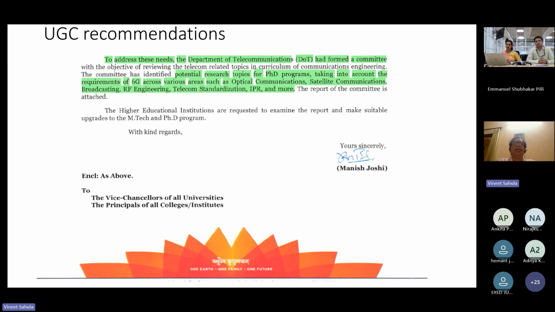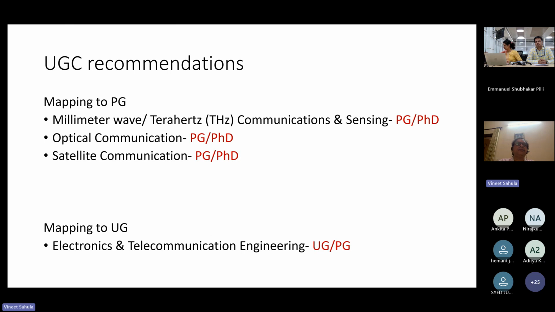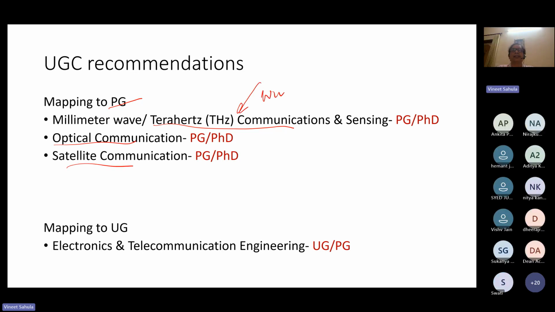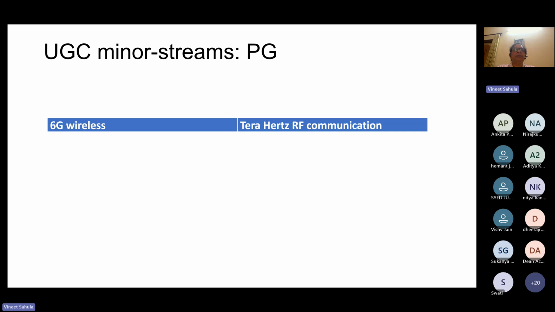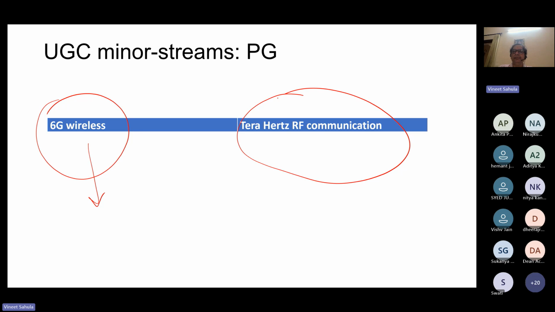What they say is they have a team hosted by the Department of Telecom, and they have recommended some potential research topics for the PhD program and some for PG programs. The basic stress for PG is terahertz communication, optical and satellite communication. This terahertz communication also includes wireless, 5G and 6G. For UG, we also have some listing given there. So the courses we are offering are also under 6G wireless, various courses, and for terahertz also, we are offering many courses.